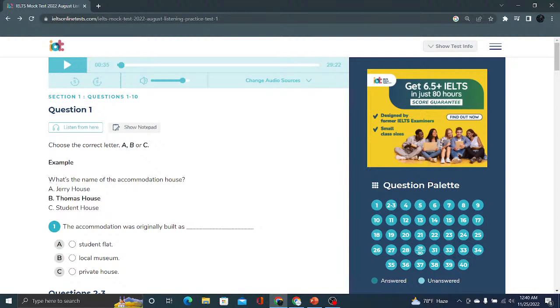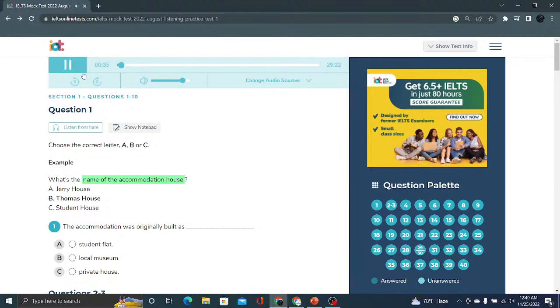So here you can see that we have a sample 1. First we need to practice it. You can see that the correct answer for this sample question is B, Thomas House. But let's read the question. What does it say? What's the name of the accommodation house?